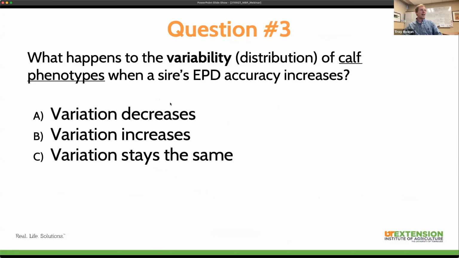So with that, I'm going to ask another question. I think I maybe have one more later. My question is, what happens to the variability, so the distribution of calf phenotypes, as a sire's EPD accuracy increases?